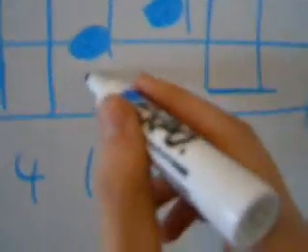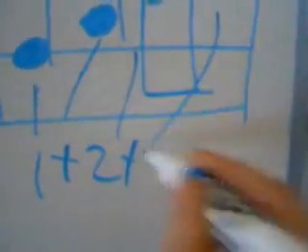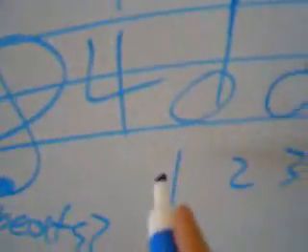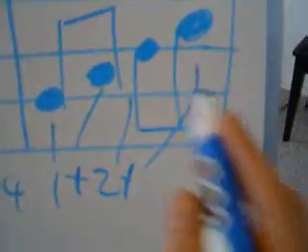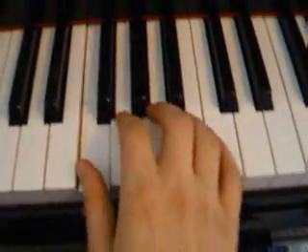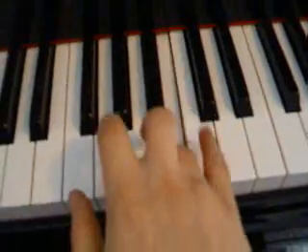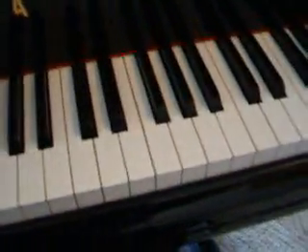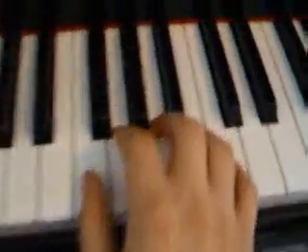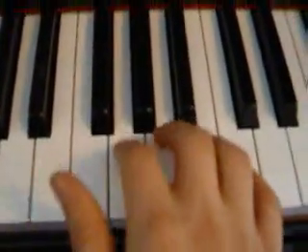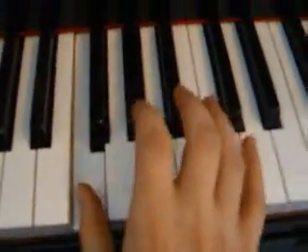So it'd be like 1 and 2 and, like that. So 1, 2, 3, 4, 1 and 2 and 3 and 4 and, like that. So it would sound like 1, 2, 3, 4. 1 and 2 and 3 and 4 and. I messed up there. Still too early for me. 1 and 2 and 3 and 4 and, like that. Okay, so that is time signatures, beats, and notes and stuff like that.